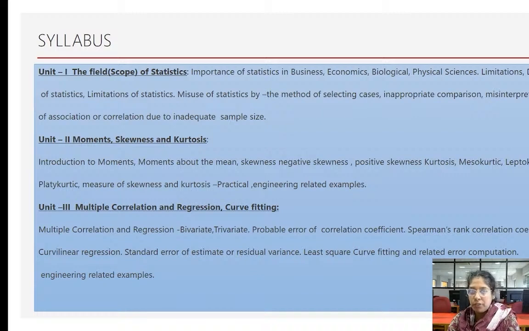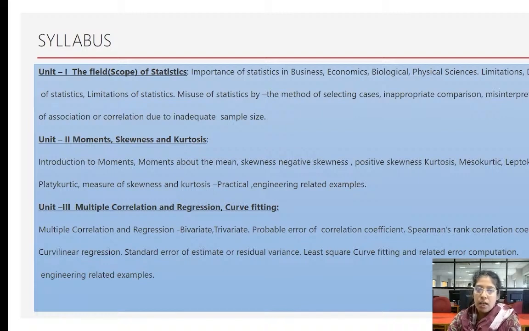By taking the input of the seniors, we have also put a few new concepts into Unit 1, say how to find the central tendencies and the measures of dispersion. That also will be dealt with in Unit 1. In Unit 2, we talk about the moments, the skewness, and the kurtosis. Also, we will be taking practical and engineering related examples in this Unit 2.